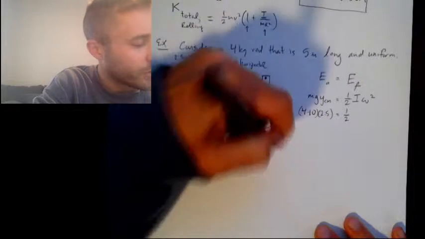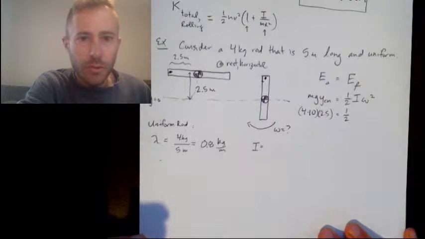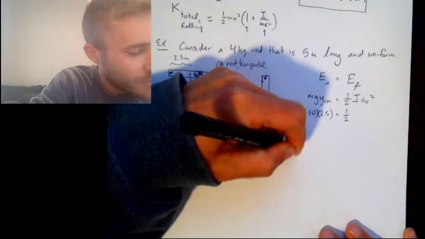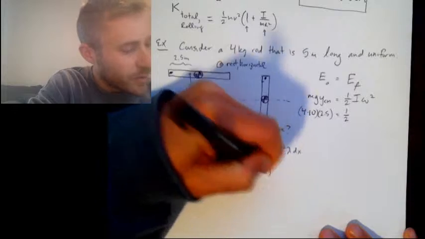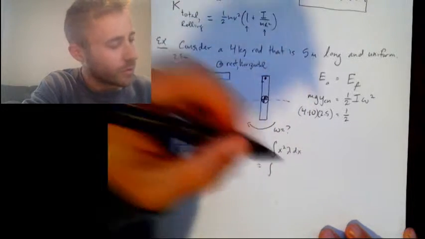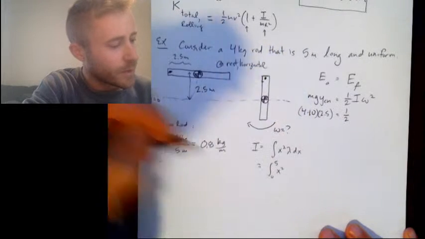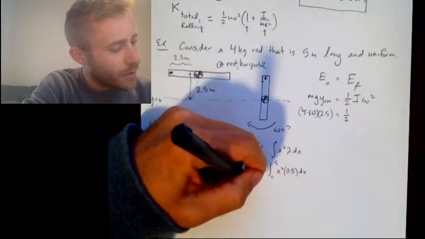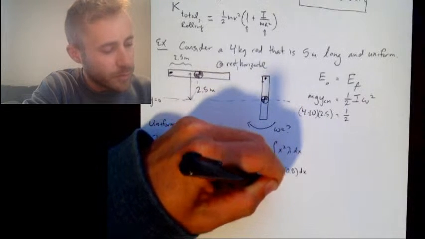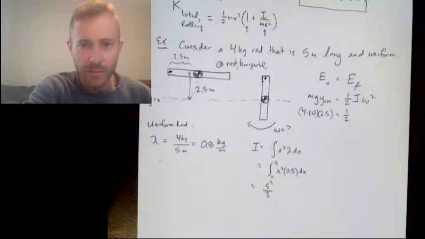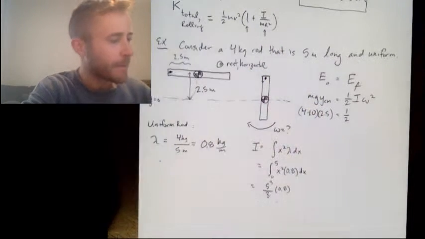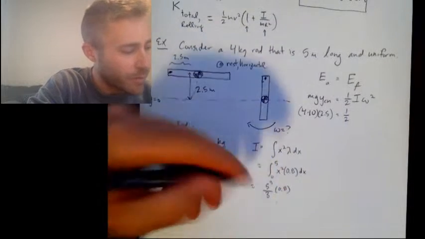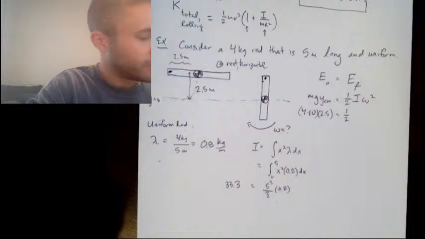Then I can calculate the rotational inertia. The rotational inertia is going to be the integral of x squared times lambda dx. The integral goes from one end of the rod to the other, so it goes from 0 to 5, and the linear mass density is constant at 0.8. I do that integral, and I get 5 cubed over 3 as the value of the integral of x squared dx from 0 to 5, and then I multiply it by 0.8. 125 times 0.8 is 100, and 100 divided by 3 is 33.3 kilogram meters squared.